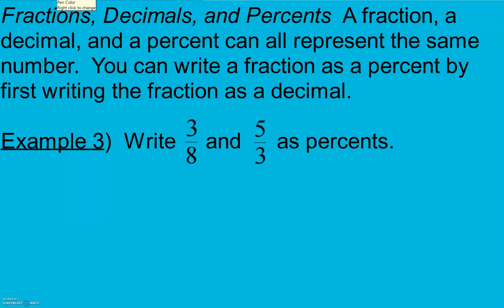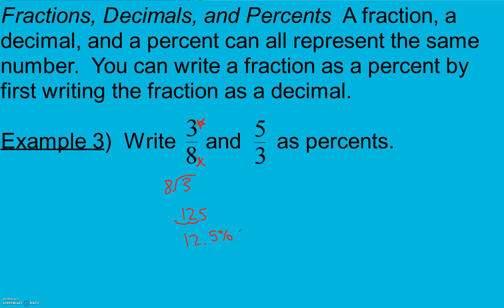Fractions, decimals, and percents. A fraction, a decimal, and a percent can all represent the same number. We can write a fraction as a percent by first writing the fraction as a decimal, and then switching it over. So 3 over 8 is the same as 3 divided by 8. When we divide there, we're going to get 0.125. Top divided by bottom. Now, to write that as a percent, we move it 2 places, and we get 12.5%.